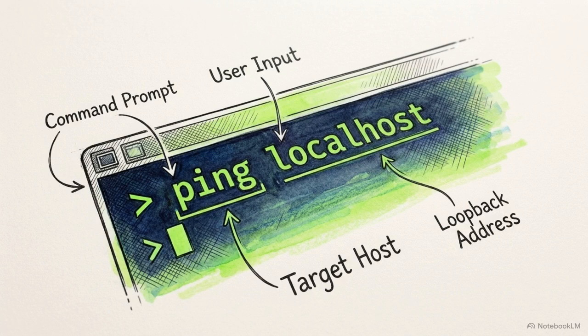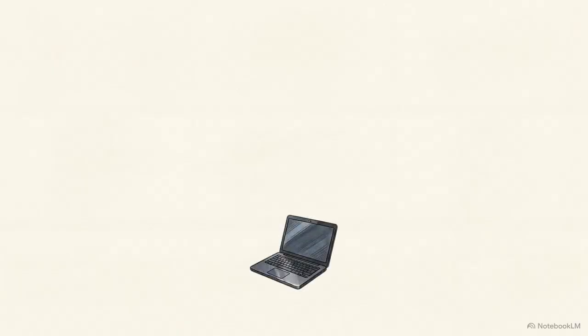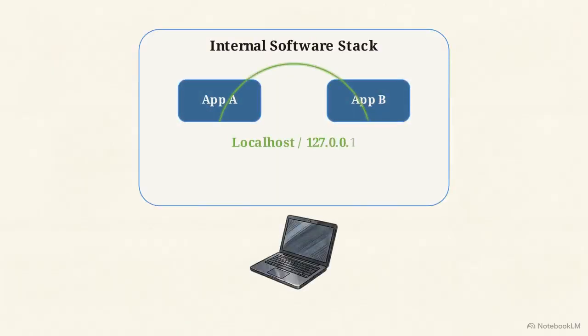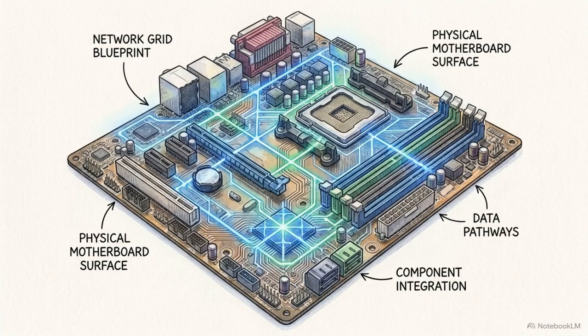A designated loopback address, usually 127.0.0.1, allows software applications to communicate with one another on the exact same machine without a single packet ever touching the physical network hardware. ARP provides the essential tether. It links the vast abstract map of the logical internet directly down to the physical metal of individual machines.